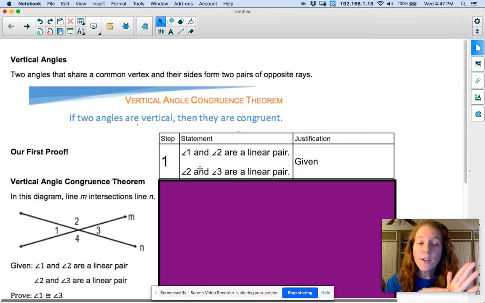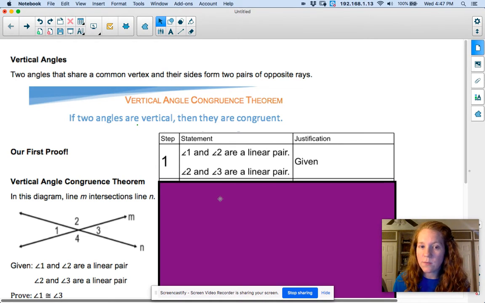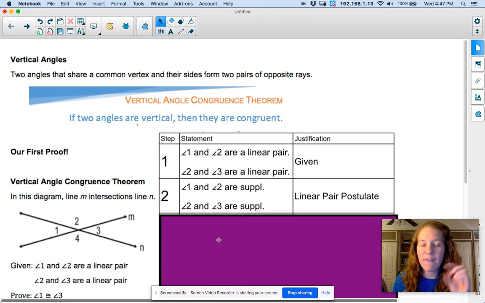Well, what you're going to do from here is you think, okay, I know that they're linear pairs. That has to give me more information. So what's the next logical step? Well, if I know they're linear pairs, we learned the definition of a linear pair is that the two angles are supplementary. So if you go back and look at your notes at the definition of a linear pair, it says that that gives you supplementary angles. So that means that for step 2, I can say angle 1 and angle 2 are supplementary.